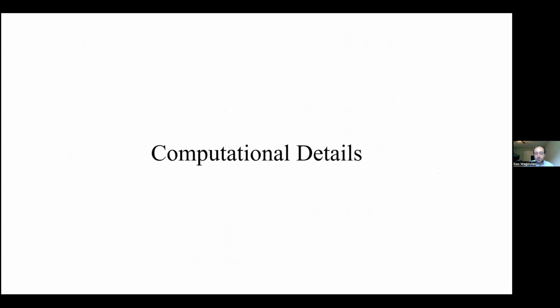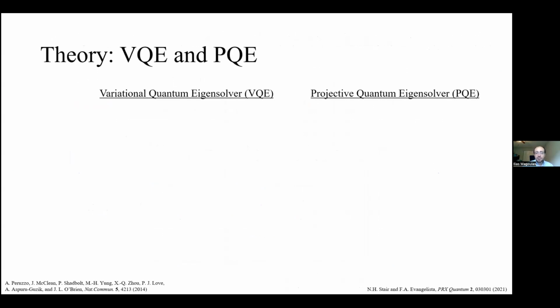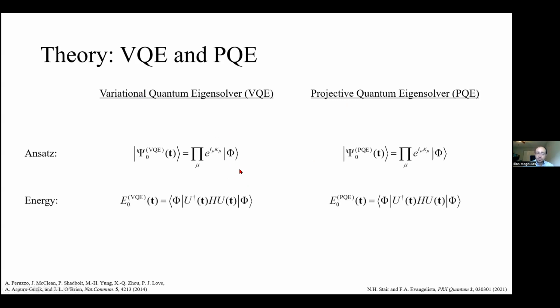So before I go to the numerical results of our simulations, I will go through some computational details. In our paper, we looked at 2 different approaches. We looked at the variational and projective quantum eigensolvers. Both of these methods use an ansatz that has a similar form. You have this parameterized unitary acting on your reference state, and the parameterized unitary is a product of these exponentials. In both approaches, the energy is computed as an expectation value, which means that both VQE and PQE can give you upper bounds with respect to the exact energy.